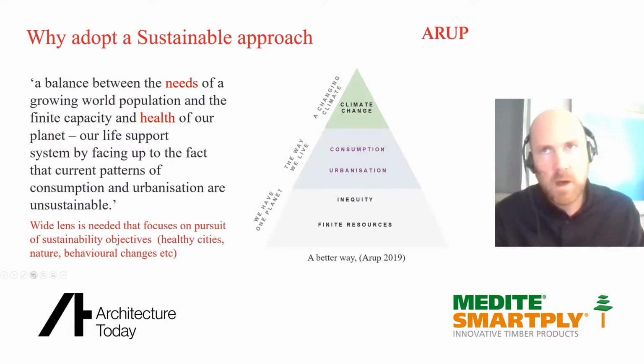So sustainability, and why would we adopt a sustainable approach? It's really about re-establishing the balance between the needs of our population and the capacity and health of our planet. The population will double in our lifetime, up to around 8 billion, and is projected to reach 10 billion by 2050. That will lead to more urbanization. It will lead to more consumption. It will lead to a challenge for finite resources. And it will ultimately result in a biodiversity crisis. And that's the lens in which we would be recommending moving towards a sustainable approach.